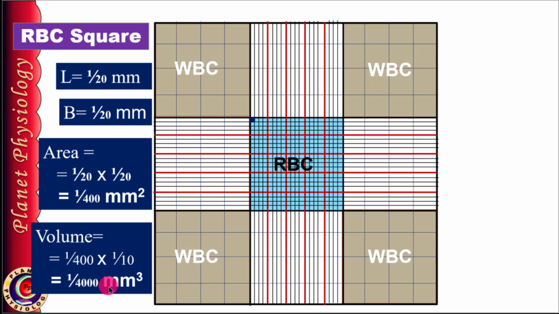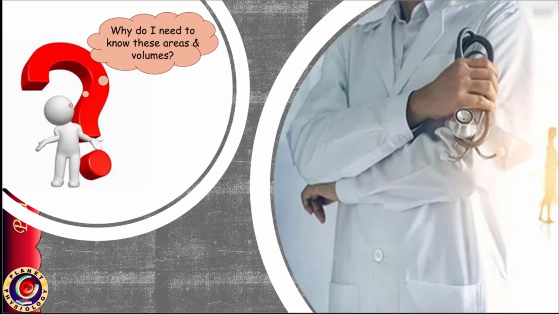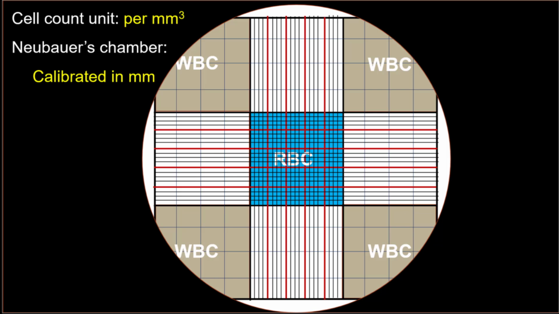Now you may wonder why I need to know these areas and volumes. I believe I am here to learn medicine and not for any mathematical calculation, isn't it? If you are getting this question, then just recall the normal values of various blood cells, say for RBC or WBC. Yes, RBC count is about 5 to 6 millions per cubic millimeter, while WBC count is about 4000 to 11,000 per cubic millimeter. So notice the unit here, it is per cubic millimeter.